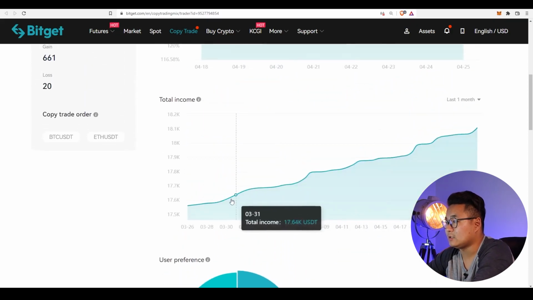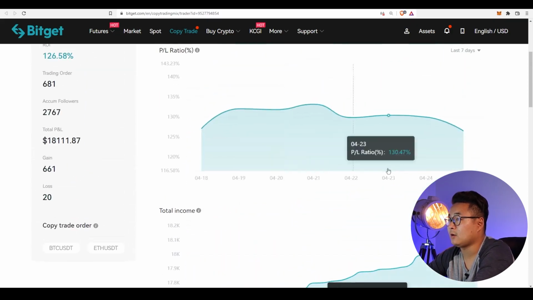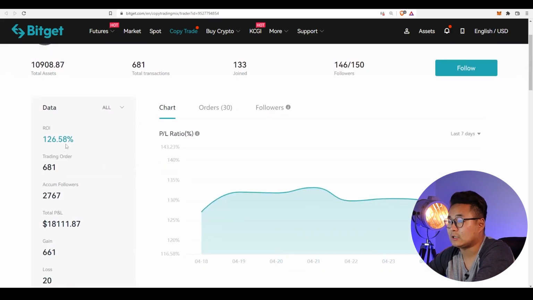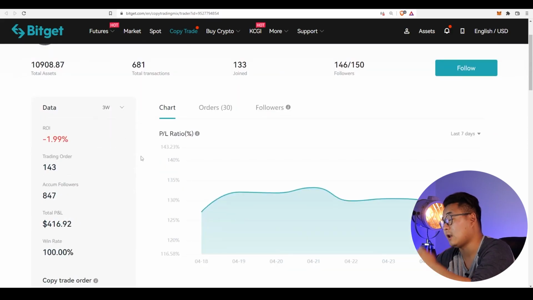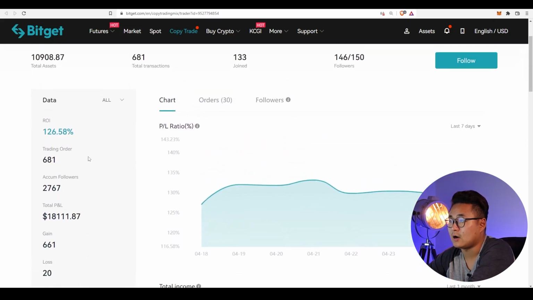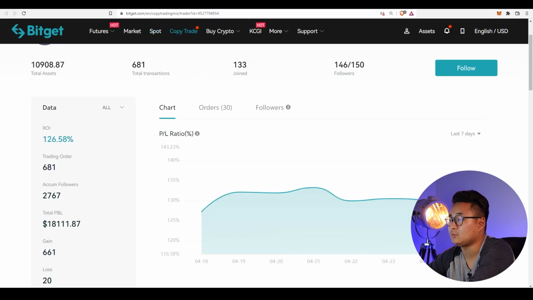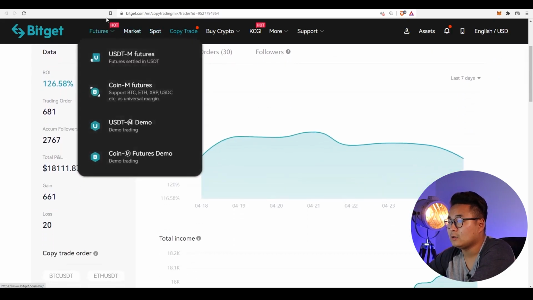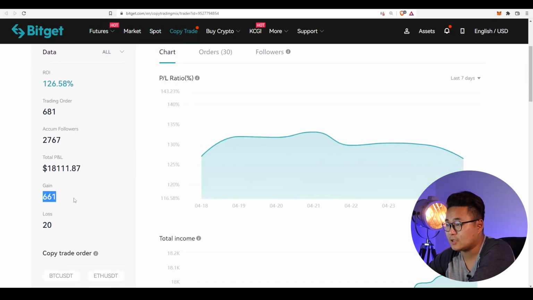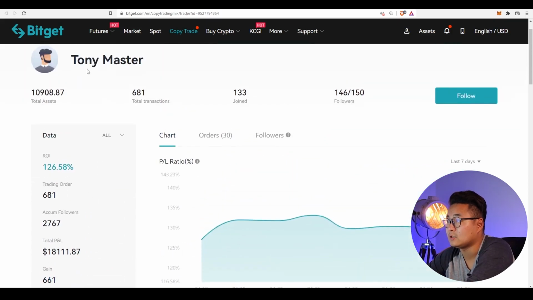Yep, so I would say this particular guy, and he has a large enough account as well, has done really well. And it looks like his ROI in the last 3 weeks, let's say, okay, it's actually negative 1.99%, but that's okay. Overall, his ROI is sitting at 126%, which is really good. Okay, so he's made 661 trades which were gains, and 20 trades which were losses as well. So it looks like he's very good at minimizing his losses too.